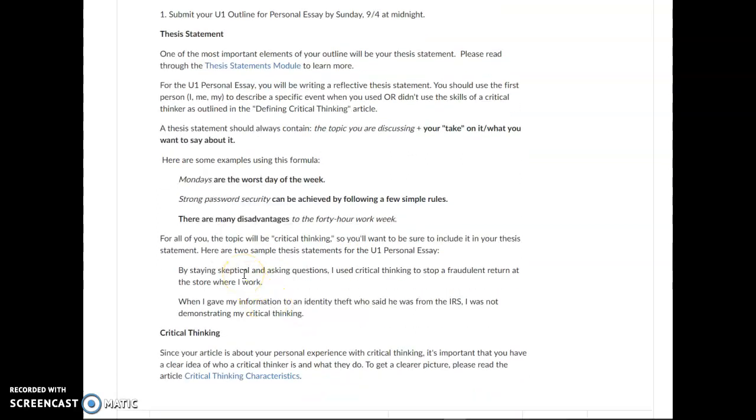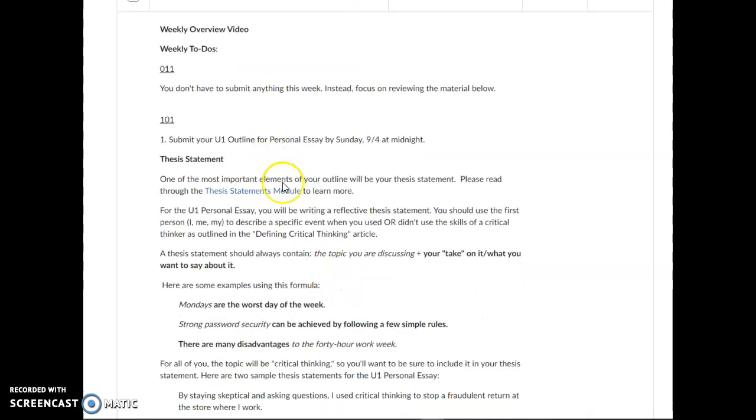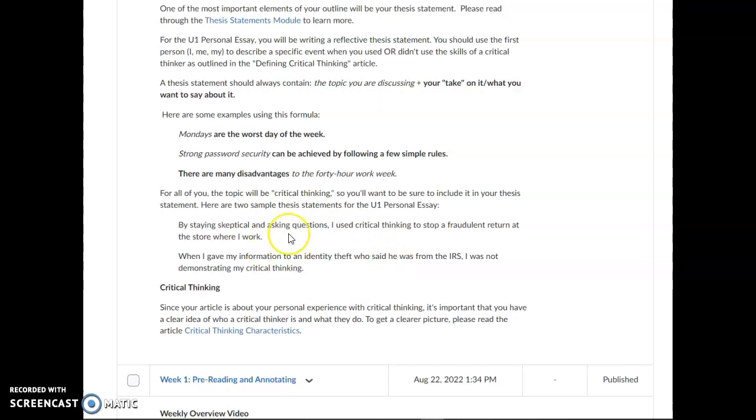By staying skeptical and asking questions, I used critical thinking to stop a fraudulent return at the store where I work. Or when I gave my information to an identity thief who said he was from the IRS, I was not demonstrating my critical thinking. So these are both examples of how you might create the type of thesis statement that you're going to want in your essay. And you can also see here, I just have some examples of how you might take the topic you're discussing and offer some kind of take on it.